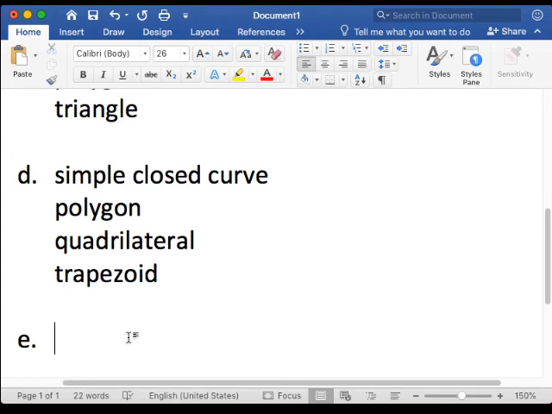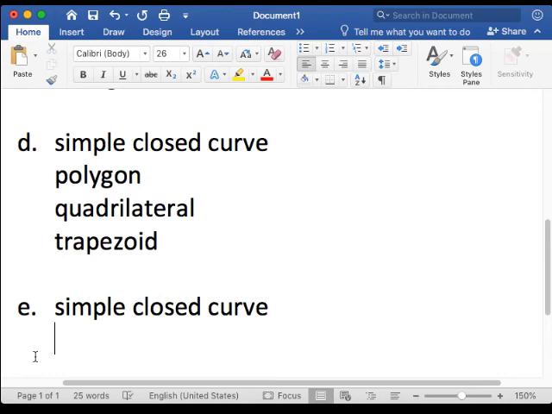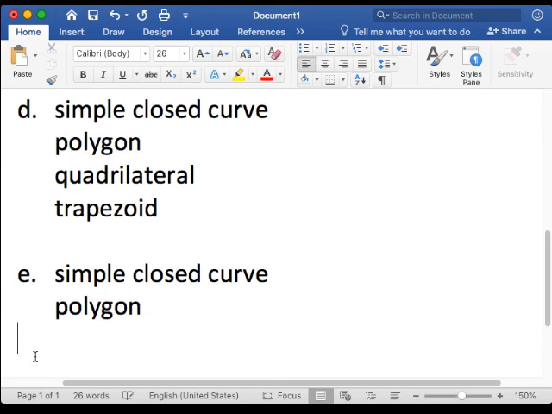All right, letter E. Is this a simple closed curve? Yes. Are these all simple closed curves? Yes. Is this a polygon? Yes. Are these all polygons? Yes, they sure are. Is this a triangle? No, it has 4 sides. So that means that it's a quadrilateral.